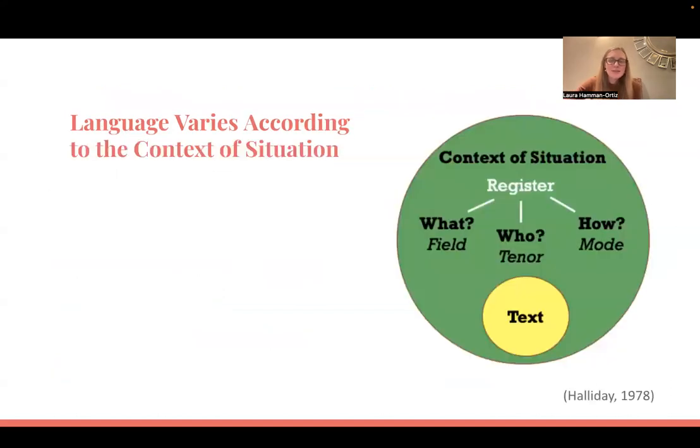All right. And this just gives you another visual of language varying according to the context of situation and how that's structured. So every text is embedded within the context of situation. And text can be spoken or written. So the word text he's using kind of broadly there to mean any language that's being used has these elements that shape the choices that we're making.